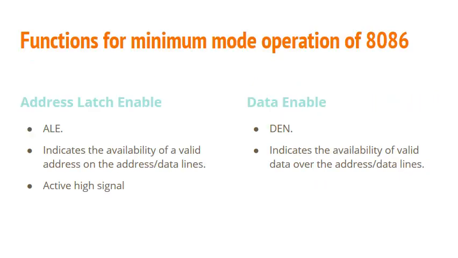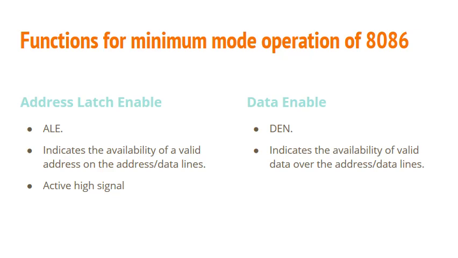Next we will see the functions that are specific for the minimum mode operation of 8086. First is the address latch enable, which is denoted by ALE. The ALE signal indicates the availability of a valid address on the address bar data lines. It is an active high signal and it is connected to the latch enable input of the latches.